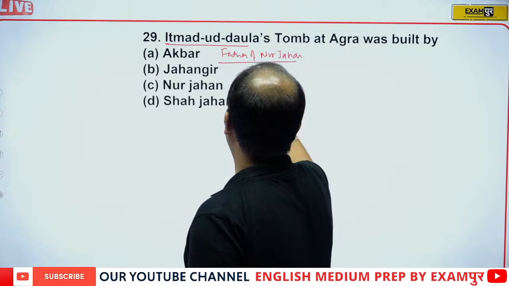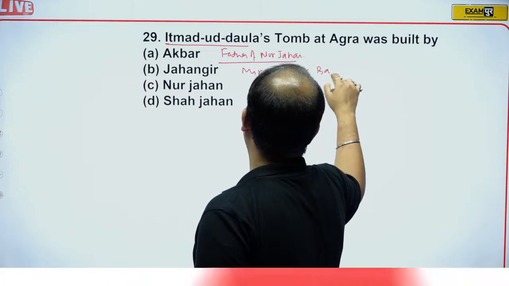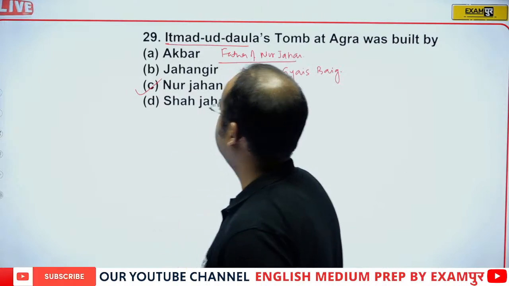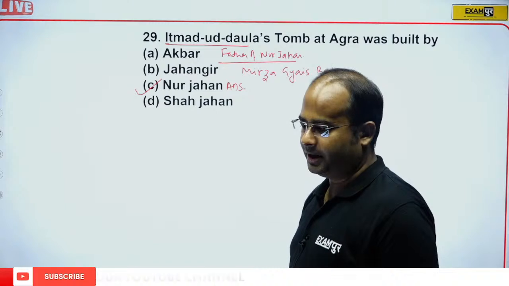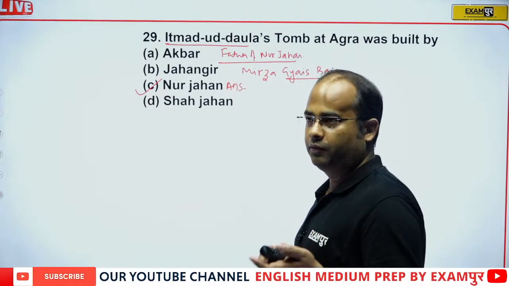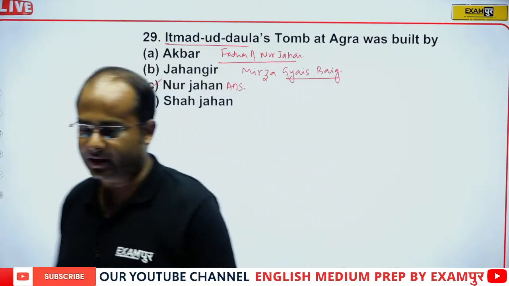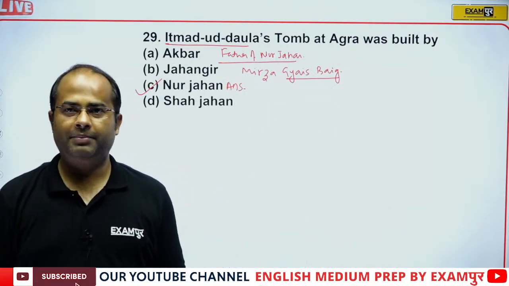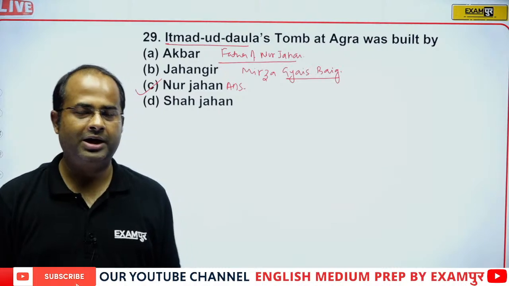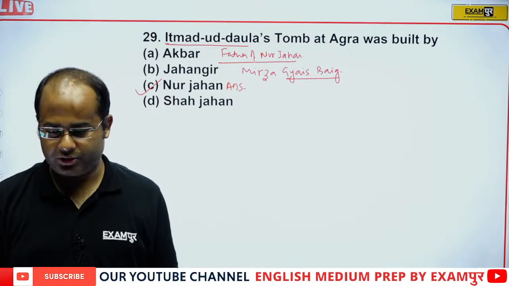His real name was Mirza Ghiyas Beg. So the tomb of Etmad-ud-Daula was constructed by Noor Jahan. He was the father of Noor Jahan. His real name was Mirza Ghiyas Beg, and he was given the title of Etmad-ud-Daula by Jahangir. Etmad-ud-Daula means the faithful person. His tomb in Agra contains the first example of Pietra Dura style, and it was constructed by his daughter Noor Jahan.